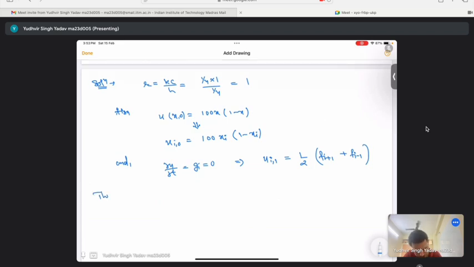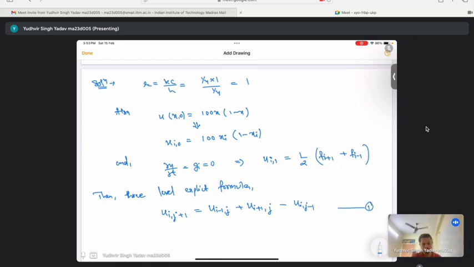Also, these are just the information that we can easily obtain from the given question. Now we will write the finite difference scheme, or the three-level explicit formula, for solving the hyperbolic partial differential equation, that is u(i, j+1) = u(i-1, j) + u(i+1, j) - u(i, j-1). That is equation number 1.